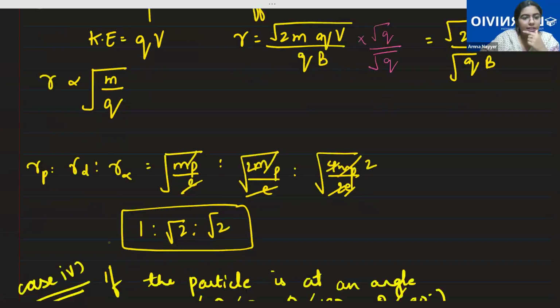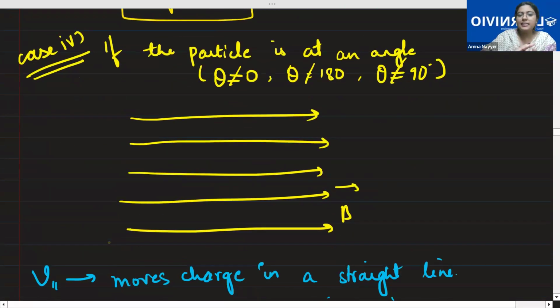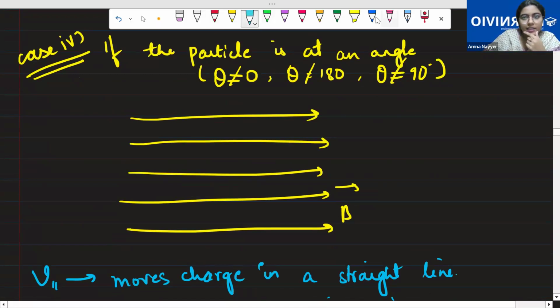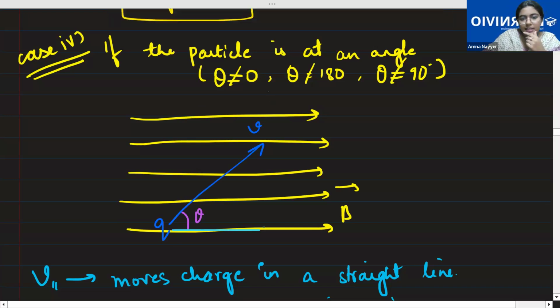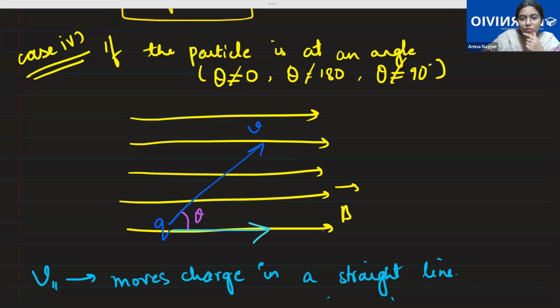See, the fourth case is basically when the particle is acting at any angle. Let's say a charged particle Q is moving with a certain velocity V in some magnetic field. Now, some angle theta is made with the magnetic field. So what we'll do is resolve the velocity first, because this is neither along the x-axis nor along the y-axis.